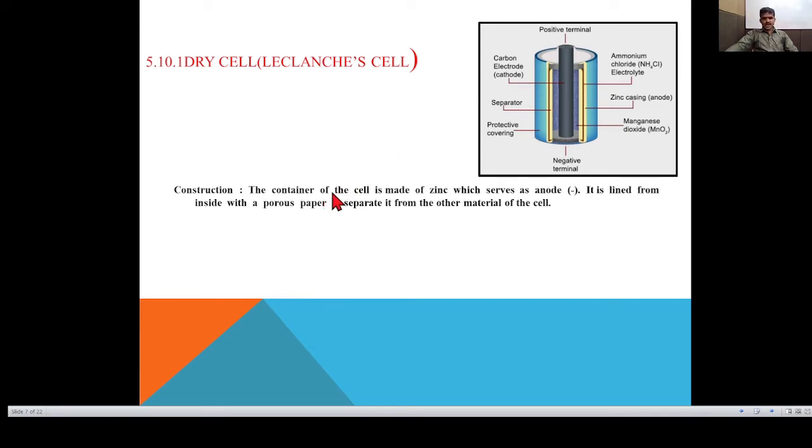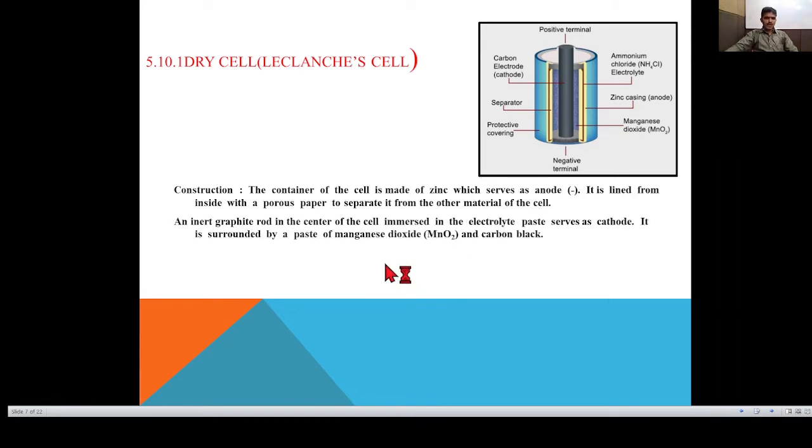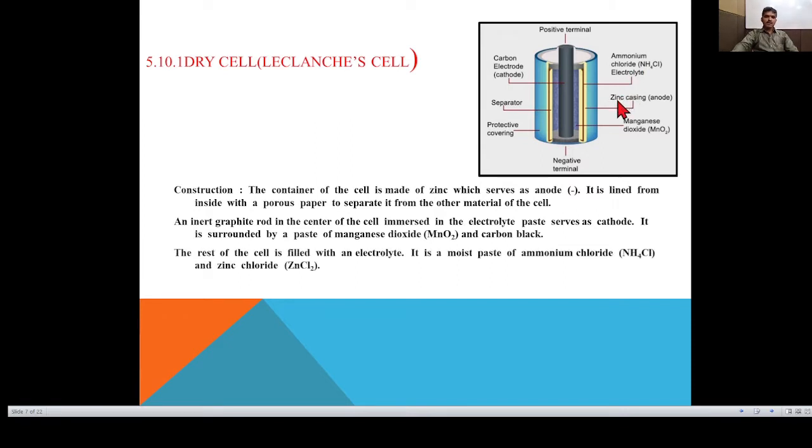What is the construction? The container of the cell is made up of zinc, which serves as anode, negative. This is the anode, which acts as anode and carries negative charge. It is lined inside with porous paper, to separate it from the other material of the cell. And an inert graphite carbon rod is immersed at the center, which serves as a cathode. It is surrounded by a paste of carbon with manganese dioxide. This is the manganese dioxide and carbon paste, and the remaining space of the cell is filled by a paste of ammonium chloride and zinc chloride. Some starch is added to prevent leaking out.